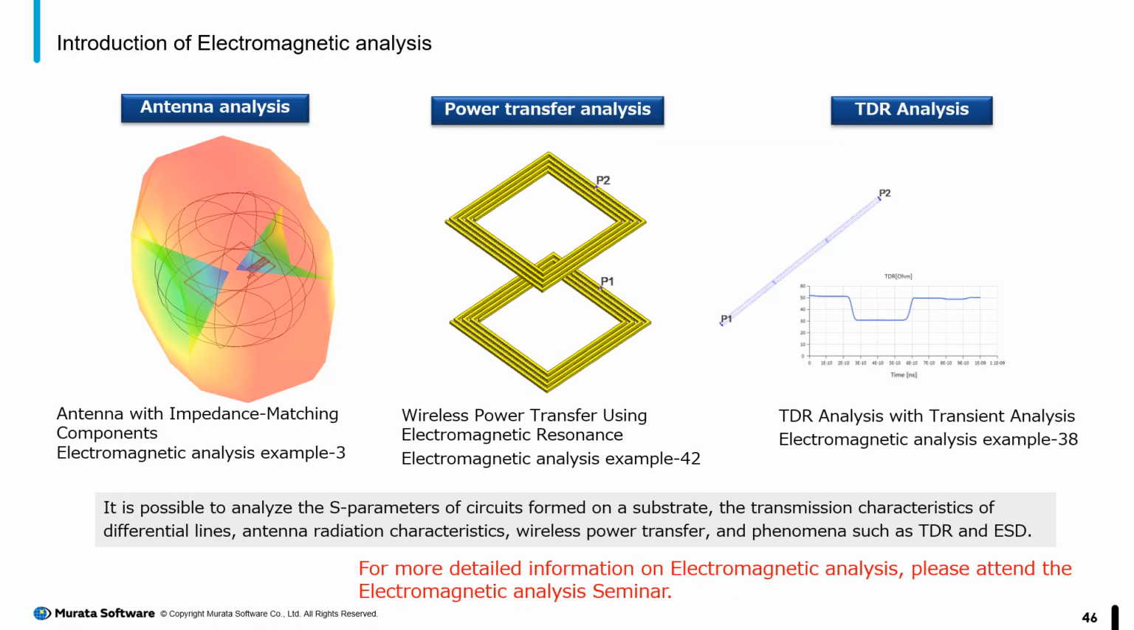Next, let's introduce electromagnetic analysis. This solver can calculate the S parameters of high-frequency electrical circuits and the radiation characteristics of antennas. In transient analysis, TDR, time domain reflectometry, analysis is also possible. If you would like to learn more about electromagnetic analysis, please consider attending the seminar on electromagnetic analysis.